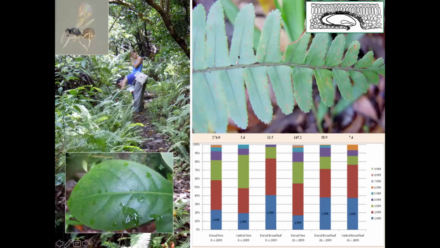And then here's more of those punctures up in here. This is a broadleaf plant. You can see the little marks and puncture scars. This is some work where we looked at where they were laying their eggs. We were interested in finding out some different things, such as whether they were laying on dorsal fern leaves, which seemed to be the preference. Most eggs were laid on the dorsal surface. On the ventral surface, we get just a few eggs. Dorsal broadleaf, 11.5; dorsal fern, 145; dorsal broadleaf, 38; and ventral broadleaf, 7.8. So they seem to like laying them on the upper surface.